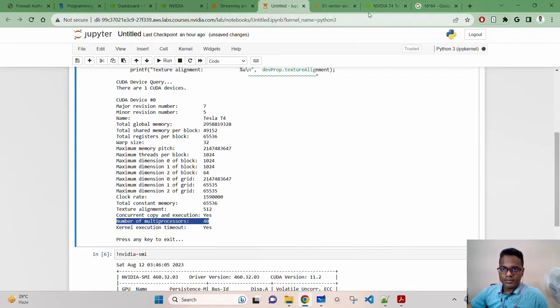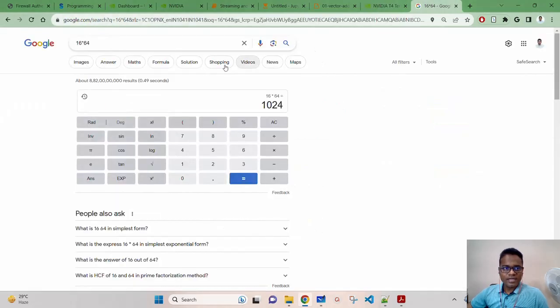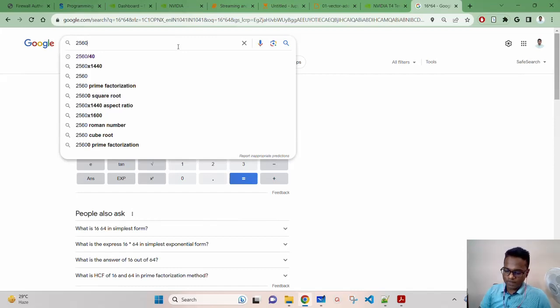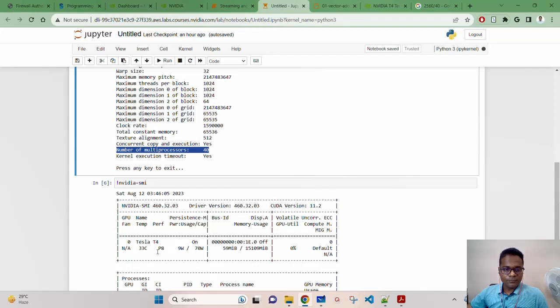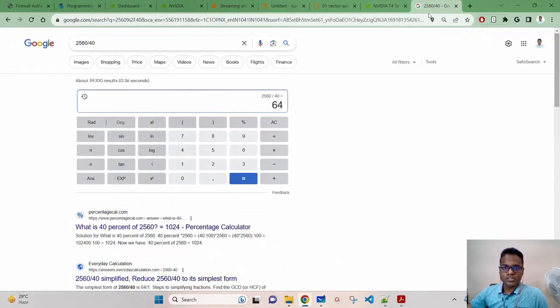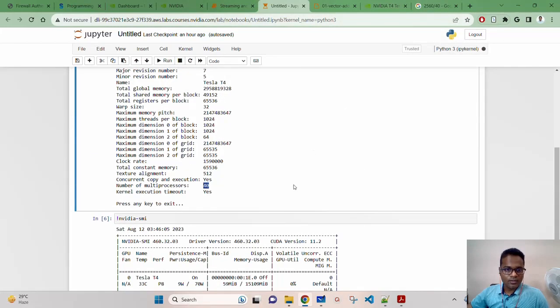And in the spec, what we observed is the total number of CUDA cores equal to 2560. So simply, if the total number of cores is 2560, and I divide it by the streaming multiprocessor count, it will give me 64. That means in this particular GPU, Tesla T4, I'm having 40 streaming multiprocessors, and every streaming multiprocessor has 64 cores, and in total I'm having 2560 cores, right?